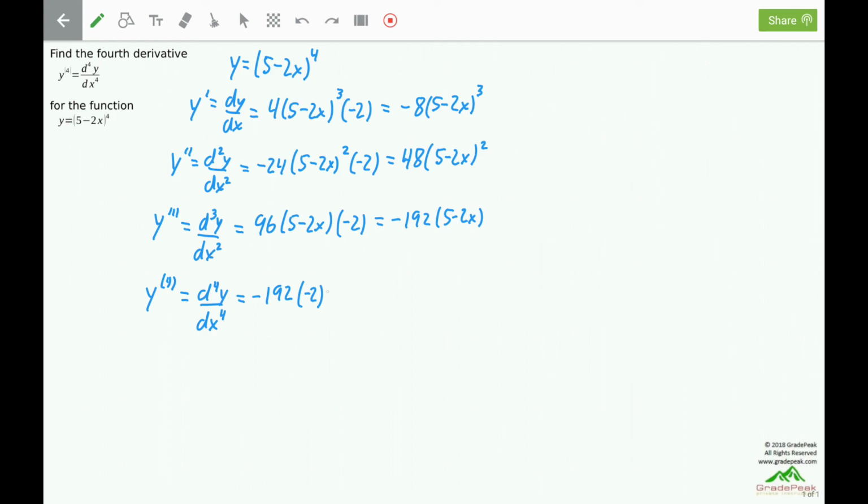So our fourth derivative is actually going to come out to a constant. And the negatives will cancel, so it'll become positive, and we just multiply those two, and that comes out to a positive 384.